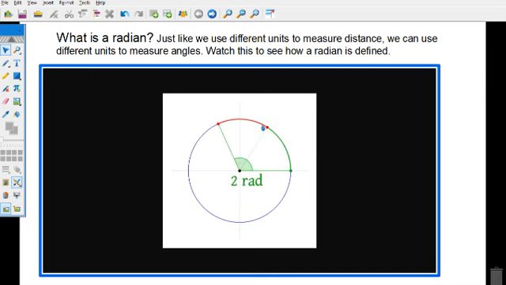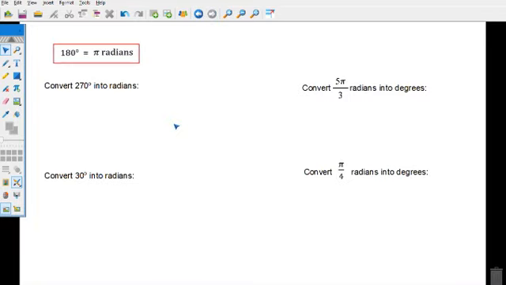This will circle back around. We can just see it again really quick. 1, 2, 3, and then pi radians for half this circle, which we know is 180 degrees. So if I want to convert 270 degrees, we're going to do this just like we do any other conversion, knowing that 180 degrees coincides with pi radians.